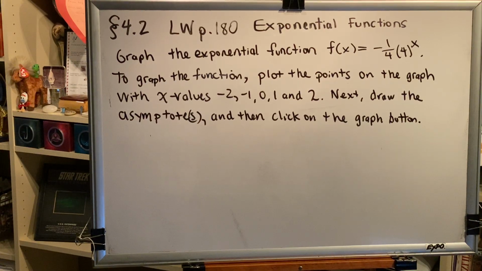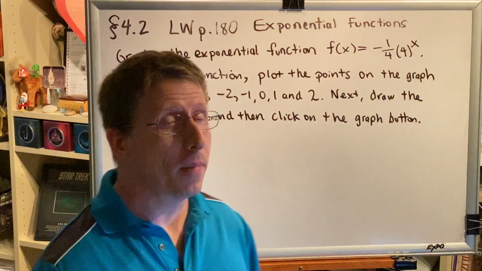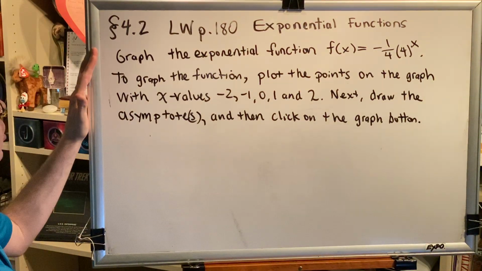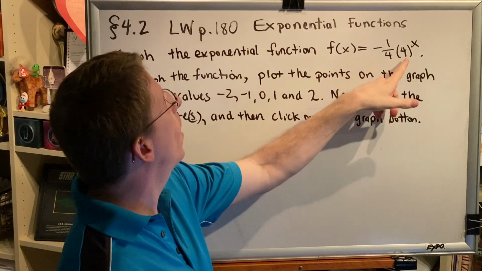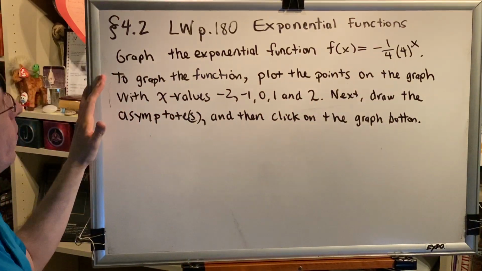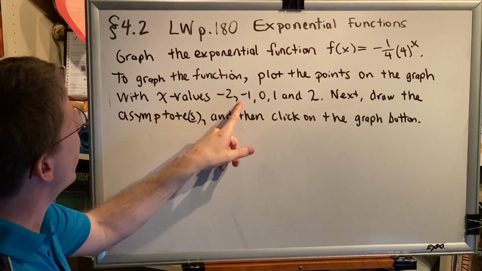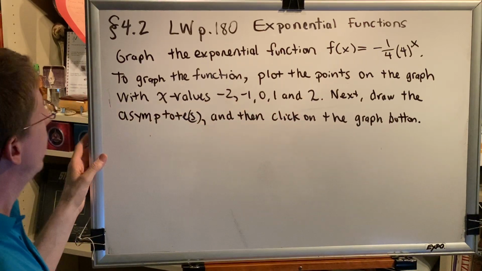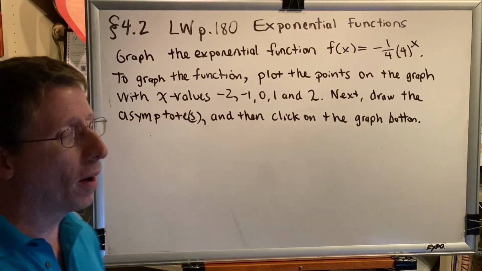We continue learning workbook page 180 with a few more problems involving graphing exponential functions. We are using the plot the points and connect the points method as specified in Alex. Graph the exponential function f of x equals -1/4 times 4 to the x power. To graph the function, plot the points on the graph with x values -2, -1, 0, 1, and 2. Next, draw the asymptotes, if any, and then click on the graph button.